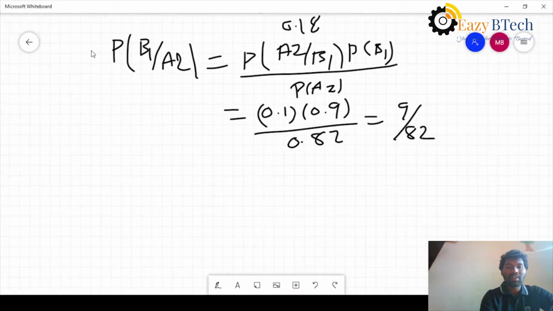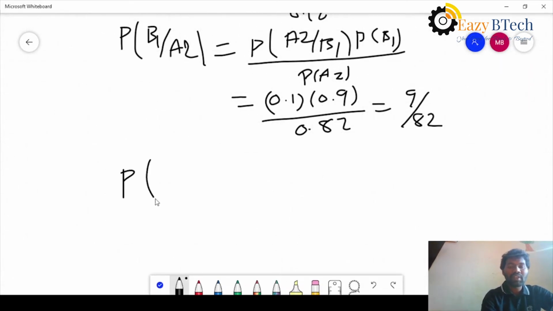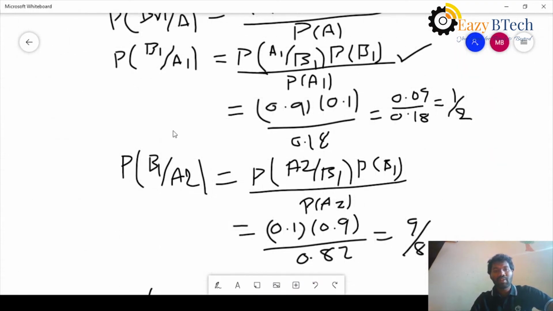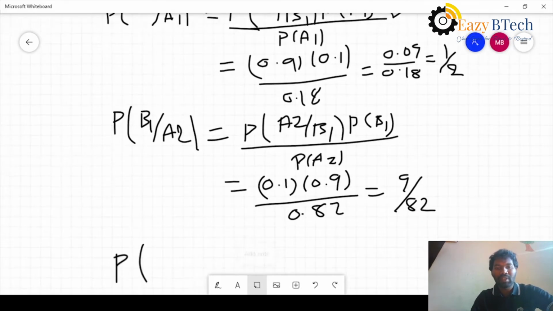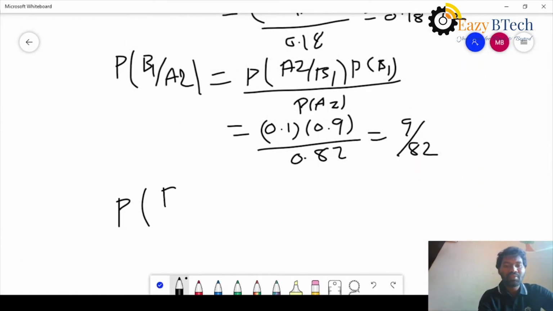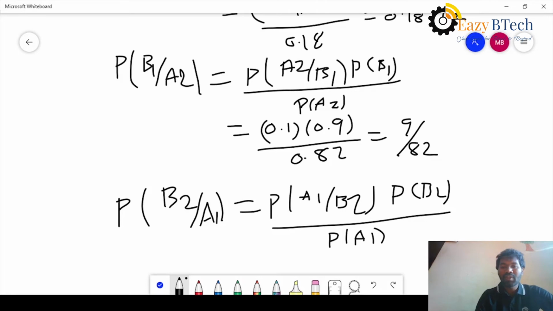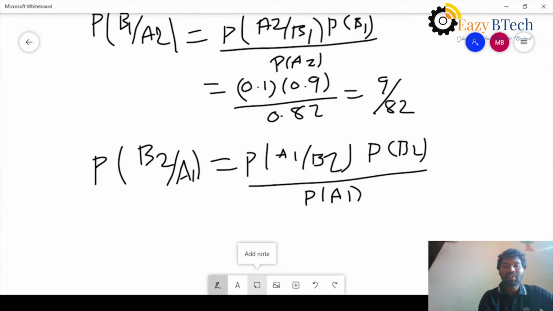Similarly, next. You completed in the numerator both the B1s, combined with A1 and A2. Now I will take B2. So if you take B2, B2 given A1 is equal to P of A1 given B2 into P of B2 divided by P of A1. This is the formula to find out P of B2 given A1.